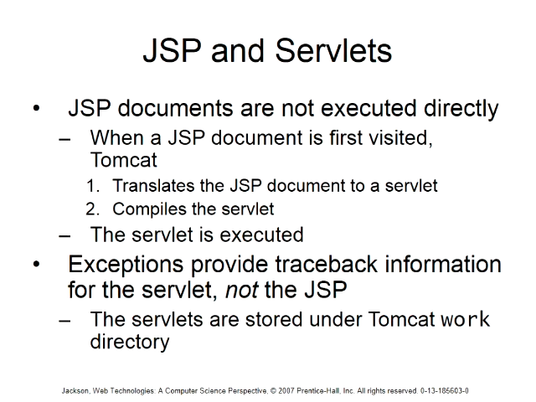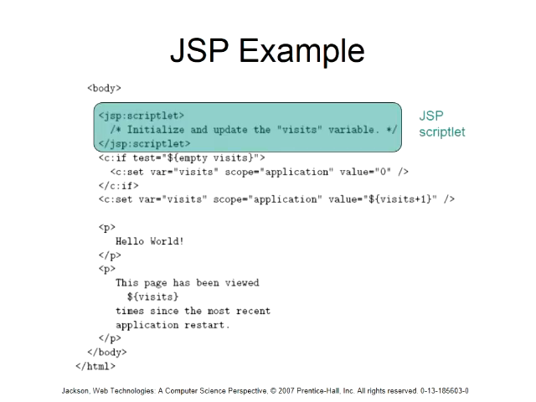Third question, if we want to execute our GSP file, we send an HTTP request from the browser to the server, to Apache Tomcat. After that, Apache Tomcat executes directly this GSP file. Yes or no? No. Why? Yes, good. So keep in mind that GSP documents are not executed directly. When a GSP document is first visited, Tomcat translates the GSP document to a servlet and after that compiles the servlet. After that, the servlet will be executed.